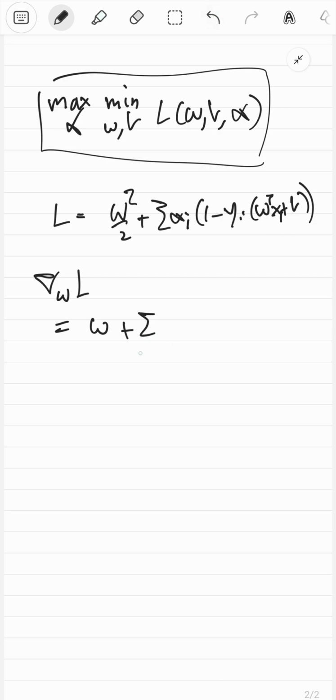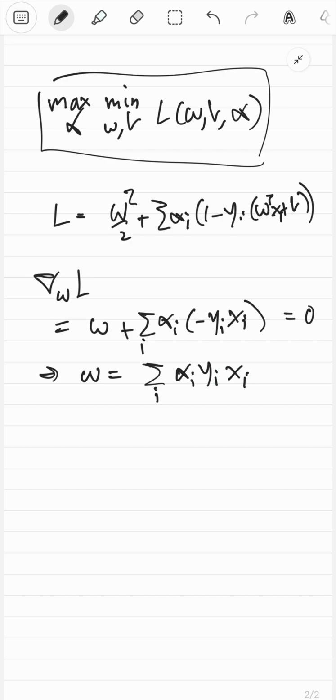Anyway, so it's plus summation over i of alpha i, and then taking this inside, this one doesn't really matter, so it's just negative yi. This is just a dot product, so we can just write it as xi directly, and then minus yi b. Since b is independent of our omega stuff, this is all we really have. So we want to set this equal to 0. So what happens is our omega is equal to the summation of alpha i yi xi. Remember, this is a vector and this is a vector.